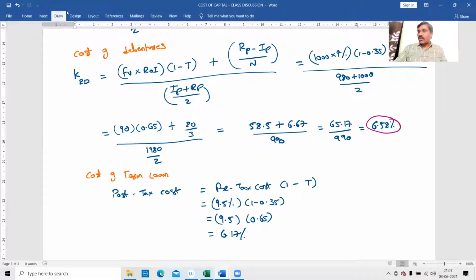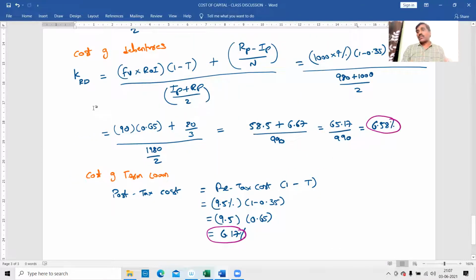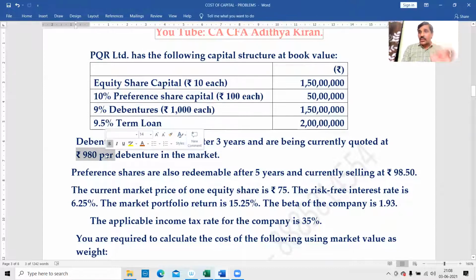That is where the difference between a commerce student and a non-commerce student will be identified. A non-commerce person, a layman, will look at this 9% and think that debentures are less costly, therefore I'll go for the debentures. No boss, debentures are more costly, 6.58%, because of the flotation cost. Why 980? Because the flotation cost of 20 is there, because of the issue expenses.